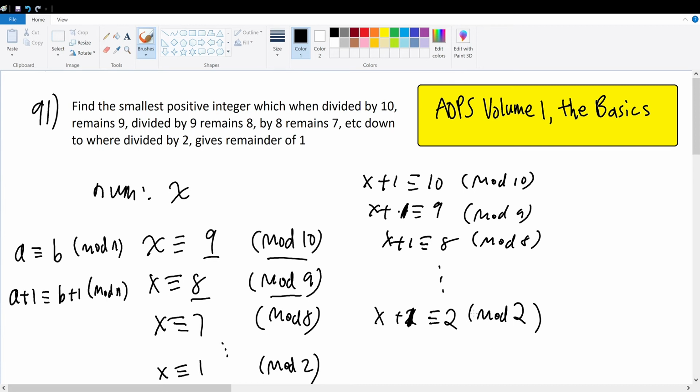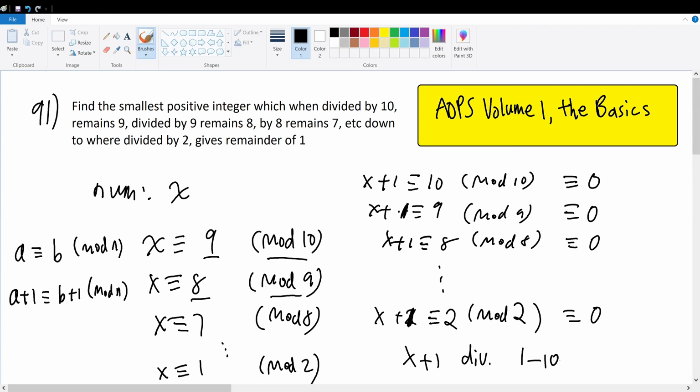And what does it mean that each is congruent to the modulus 10, 9, 8, etc. down to 2? It means that x plus 1 must be divisible by all the numbers between 1 and 10. Why is that? Because if x plus 1 has a remainder of 0, only then can it be congruent to 10 mod 10. So this is the same as being congruent to 0, congruent to 0, congruent to 0. Therefore, we must conclude from these statements that x plus 1 must be divisible by the numbers from 1 to 10.